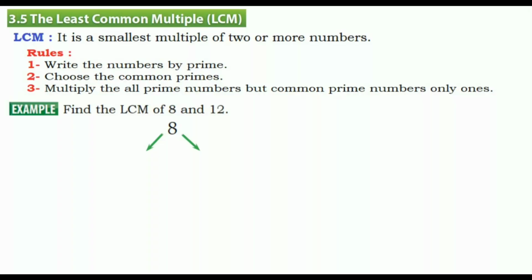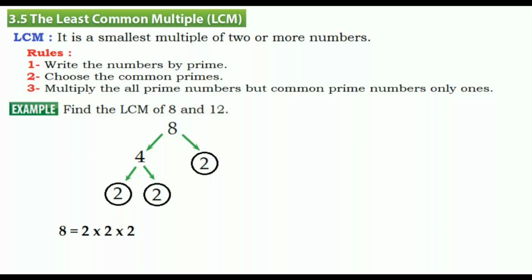Let's see. 8. Which two numbers? Everybody, 4 and 2. Is 4 a prime number? No, we are going to continue. Is 2 a prime number? Yes, we are going to make it circled. Now let's continue with 4. Which two numbers? 2 and 2. Is 2 a prime number? Yes, we are going to make them circled. Now let's write 8 by prime: 2 times 2 times 2.